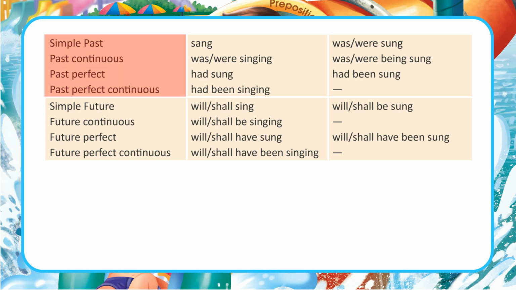Simple past: sang, was/were sung. Past continuous: was/were singing, was/were being sung. Past perfect: had sung, had been sung. Past perfect continuous: had been singing. Simple future: will/shall sing, will/shall be sung. Future continuous: will/shall be singing. Future perfect: will/shall have sung, will/shall have been sung. Future perfect continuous: will/shall have been singing.